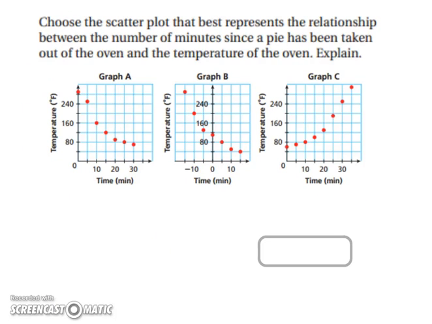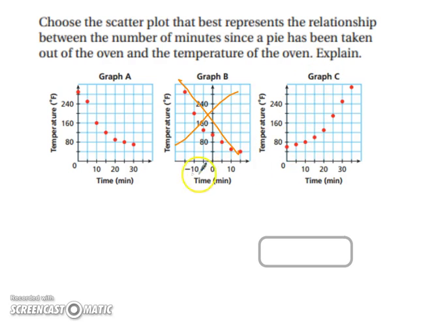Take a moment, pause the video, and try this next one on your own. Okay, now that you've had a chance to try it, let's see how close we got. Choose the scatter plot that best represents the relationship between the number of minutes since a pie had been taken out of the oven and the temperature of the oven. If we look at negatives first to get rid of anything that has a negative value, the only one that has negative values is graph B. So we can chop that out. We know it can't be that one.